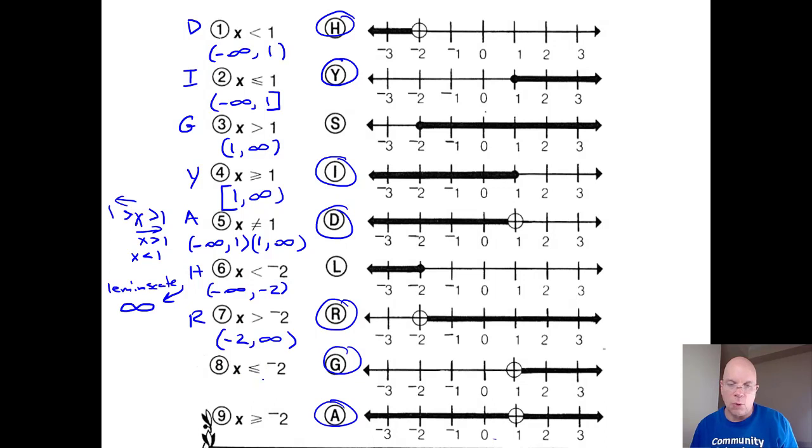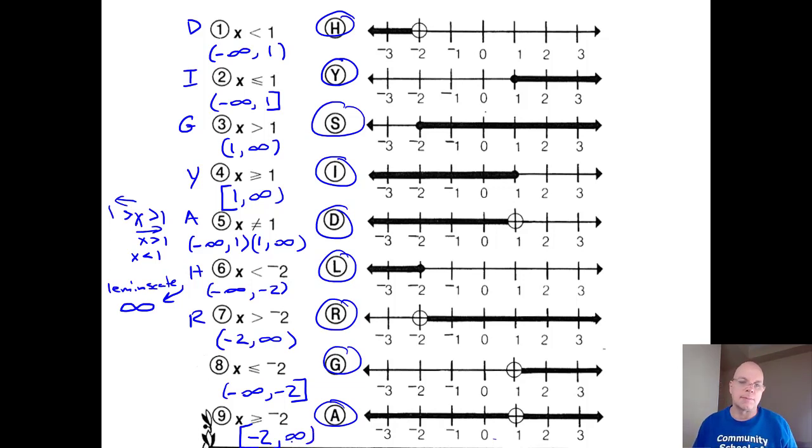Number 8, x is less than or equal to negative 2. That's L. I've got negative infinity to negative 2, and this time negative 2 is included, so brackets. Number 9, x is greater than or equal to negative 2. That's S. There's a solid dot at negative 2 indicating that it's included. It's the least possible value and it's included, so it gets a bracket, all the way to infinity, which also always gets parentheses.